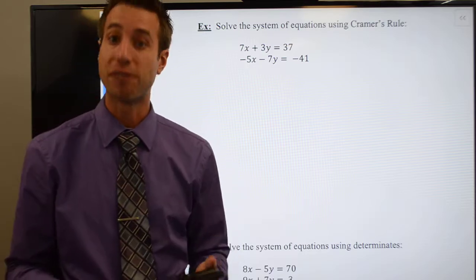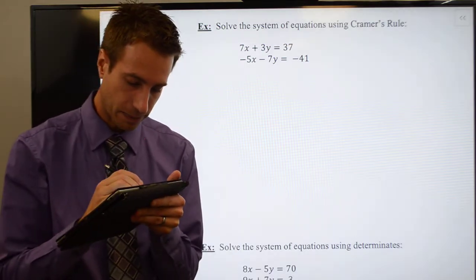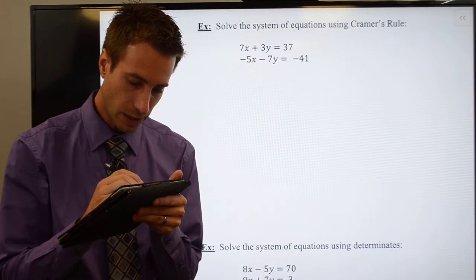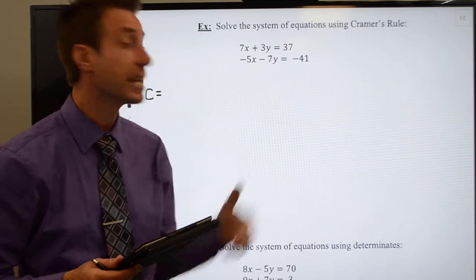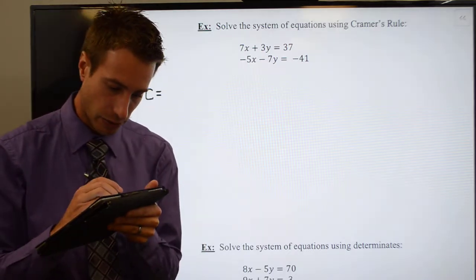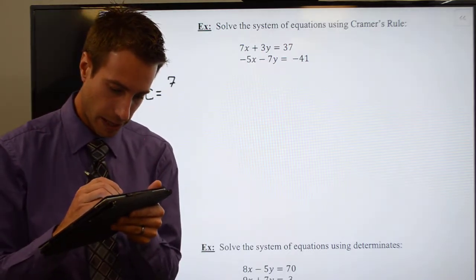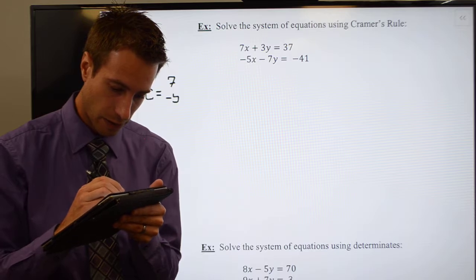I need a coefficient matrix. So C is going to be equal to my coefficients. That's a 7 and a -5, a 3 and a -7. So 7, -5, 3, and a -7.